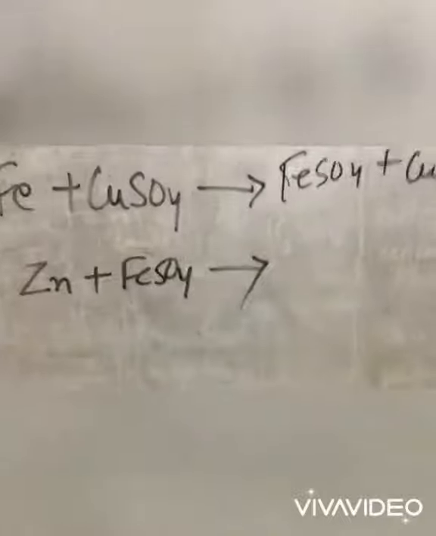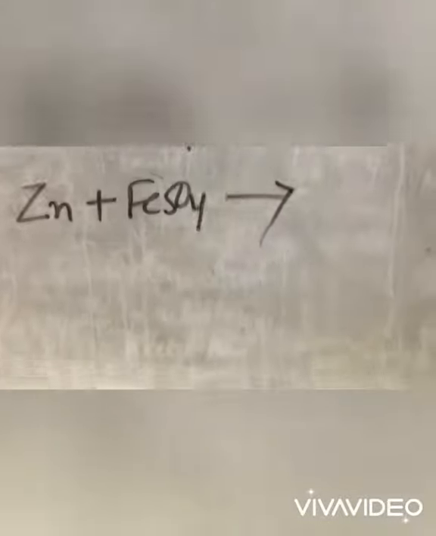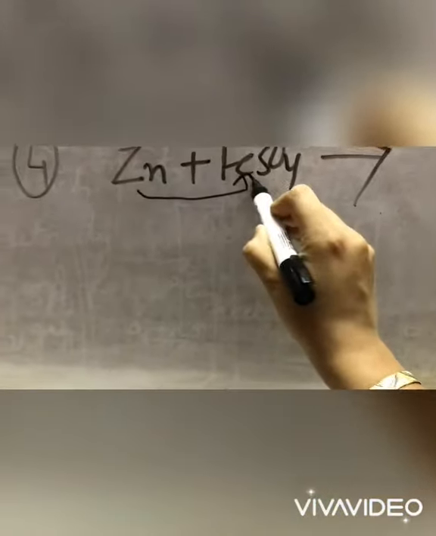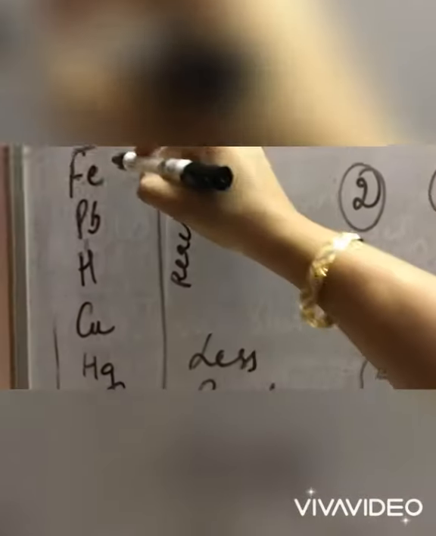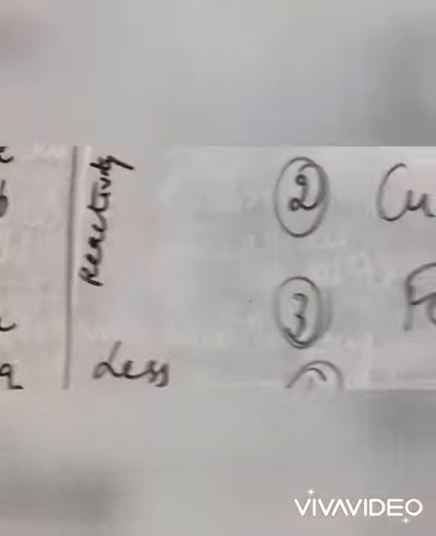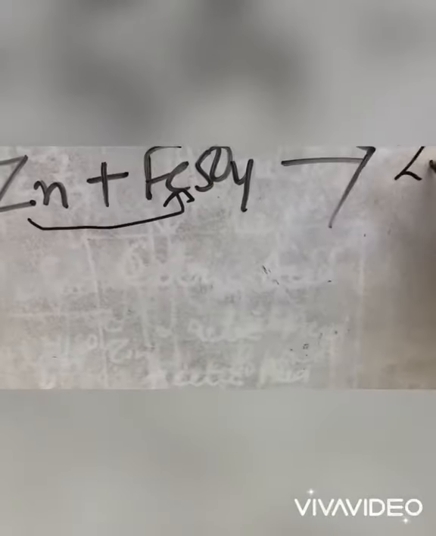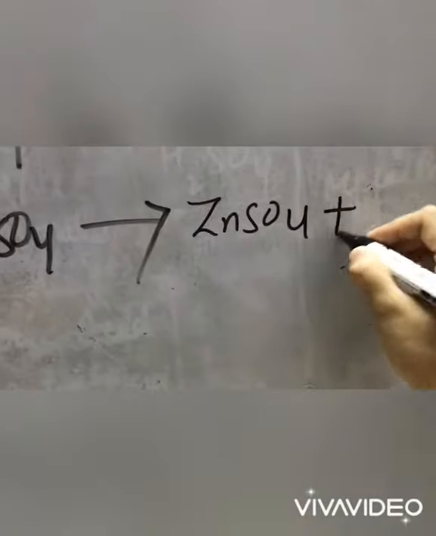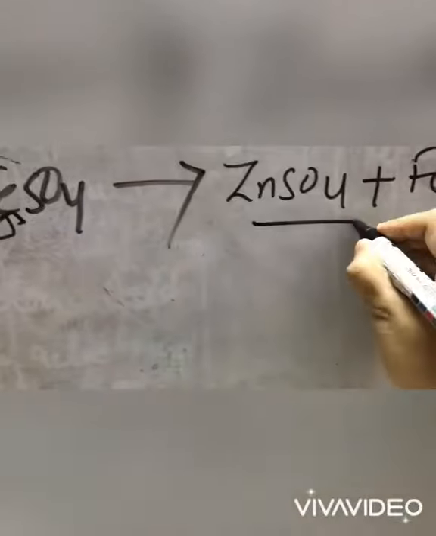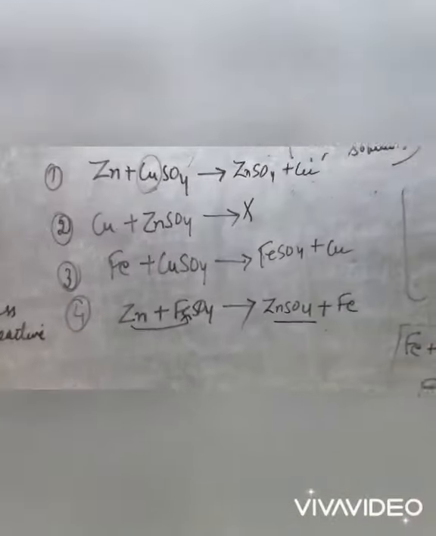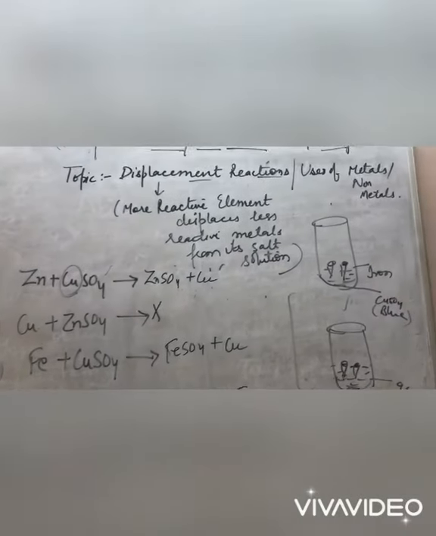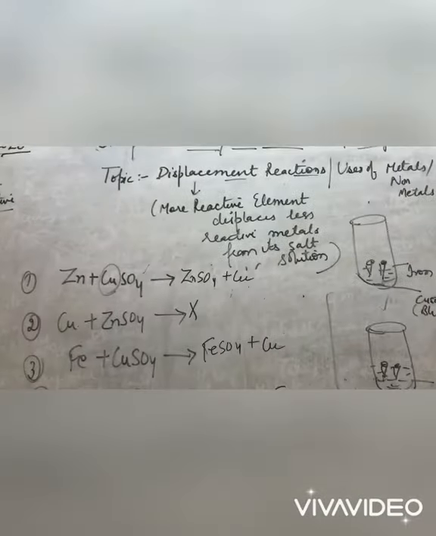And the last one is zinc plus ferrous sulfate. Is this reaction feasible? Zinc can displace iron. Just check your reactivity series. Which one is above? Zinc is above, so it is more reactive. So it is easy for zinc to displace iron and form zinc sulfate. So this is your topic, and after this we will revise the uses of metals and non-metals also.